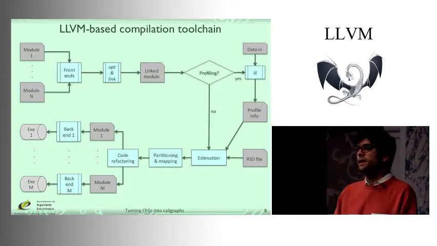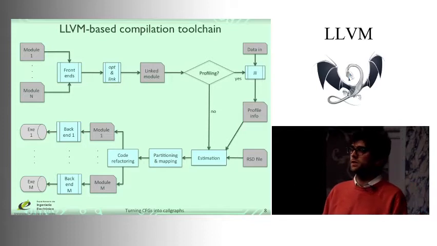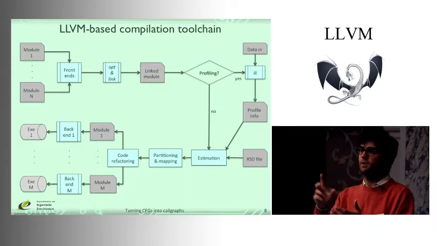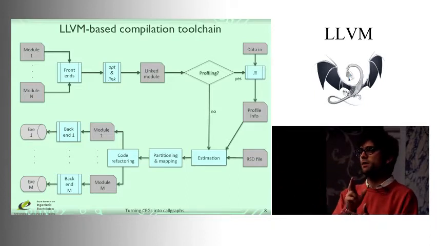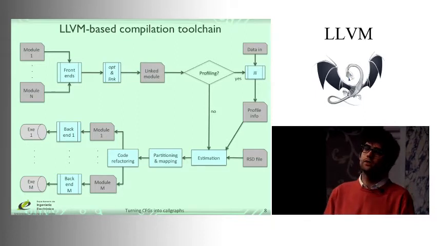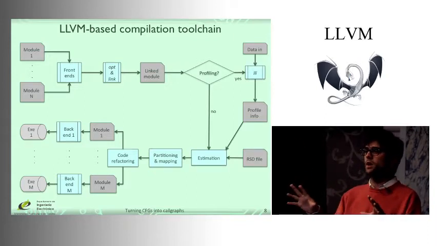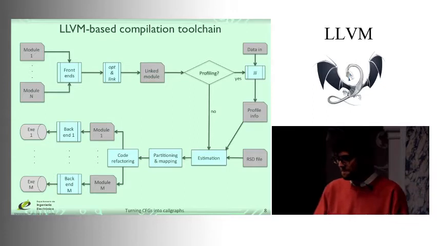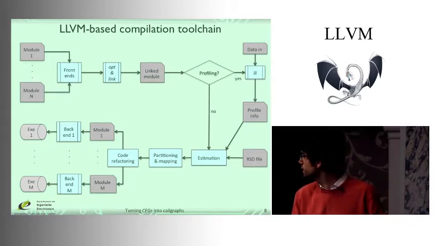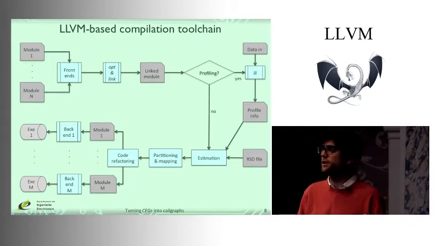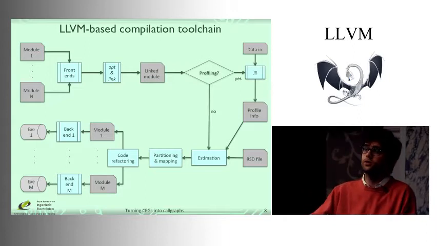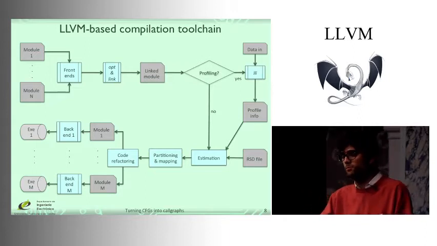And at the end, this partitioning pass just marks each basic block with the device where it's mapped. The code refactoring stage takes the original module and makes new modules, specifically one module for each device in the architecture. The idea here is to end up with one executable per device.